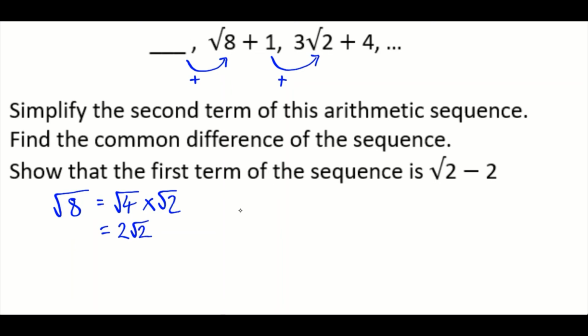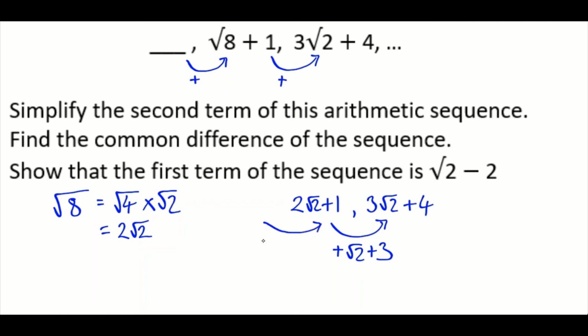So we could say we've got 2√2 plus 1 for a term, and then the next term is 3√2 plus 4. So if we look at the surds, if we had 2√2 and we've gone up to 3√2, we must have added on √2. And if we look at the integers, if we had 1 and we've gone up to 4, we've added 3. So it looks like our common difference is √2 plus 3.